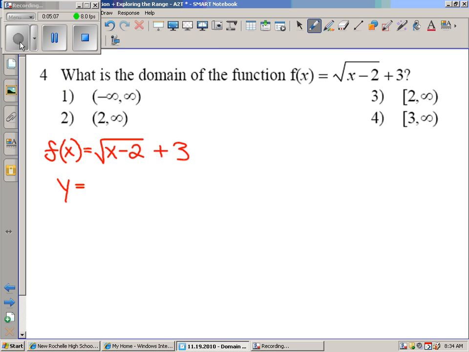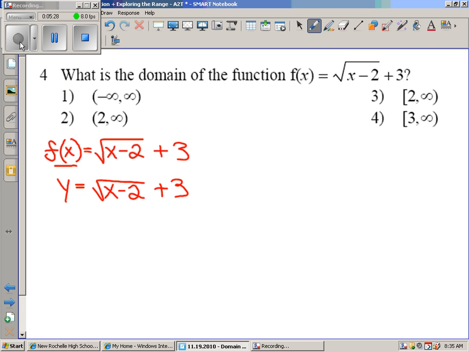By the way, anytime you see function notation like this, guess what it means? It means it's a function. Anytime you see notation like this, it will always pass the vertical line test. Kind of gives it away. It's like the jig is up. X minus 2 plus 3.